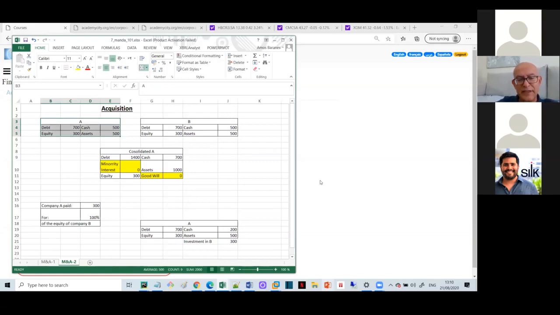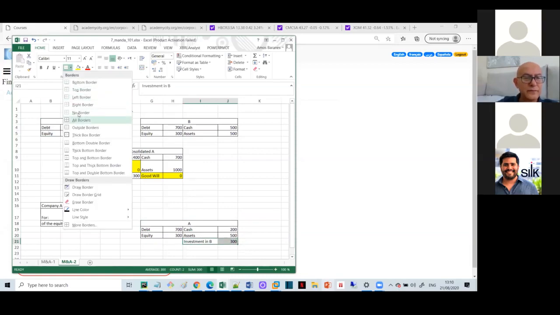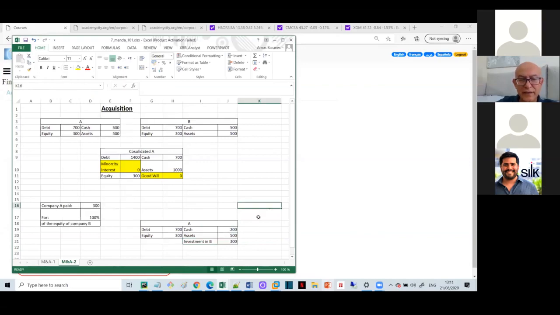So if this is really what we had before the acquisition, this is the way the balance sheet looked for company A. After the acquisition, this is the way it will look. Let me just make a little square here. Okay, so this is the total assets, nothing changed. We paid exactly the value of company B. So that's what the balance sheet of company A looks like.